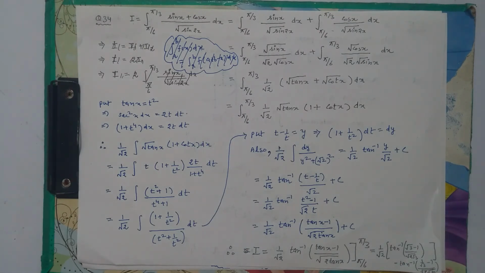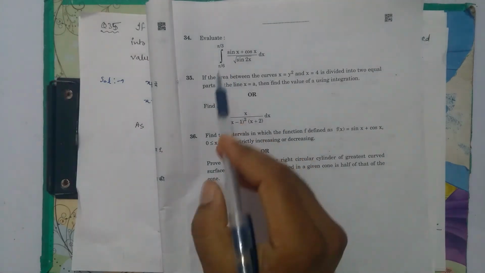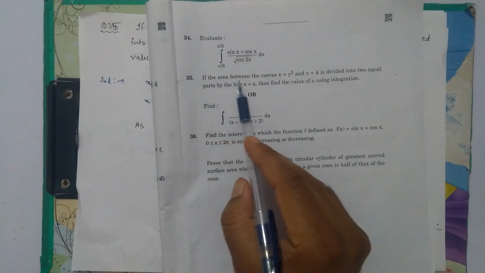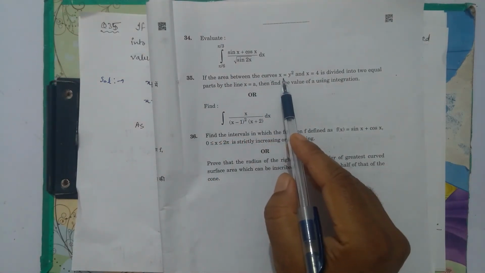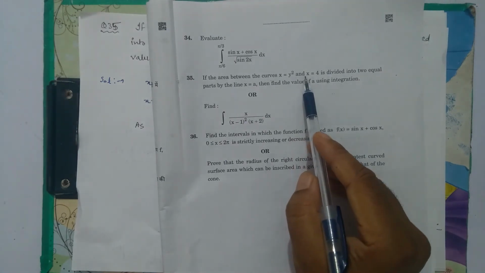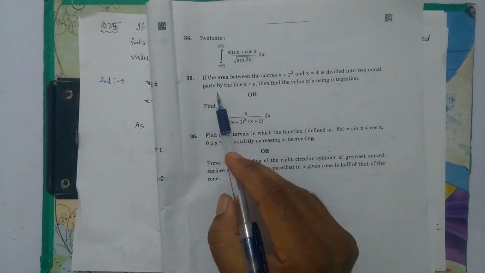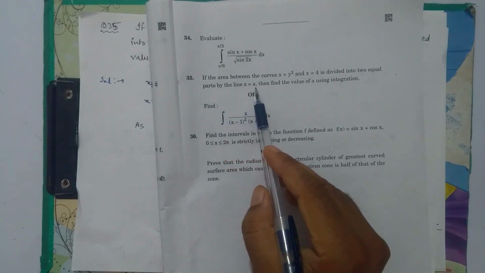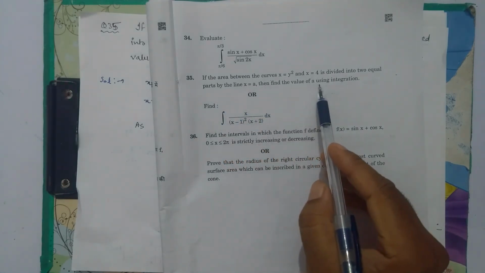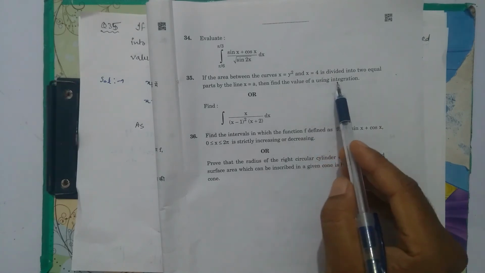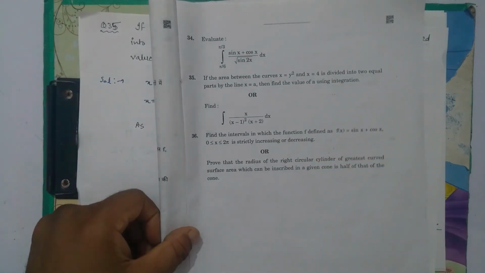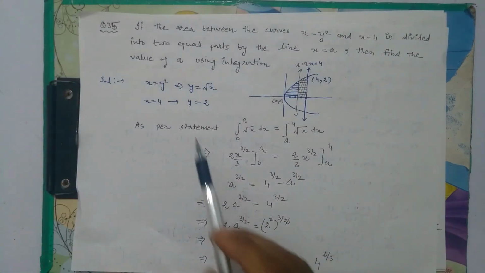Our next question is question number 35. If the area between the curves x is equal to y square and x is equal to 4 is divided into two equal parts by the line x is equal to a, then find the value of a using integration. This is also explained on this page.